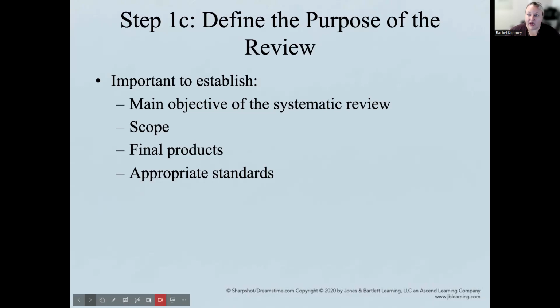So really, then you're going to make a final definition of the purpose. So what is the objective? What kind of scope, are we only looking at children? Are we talking about only weight and BMI? Are we talking about recurrent caries? What are we looking for? And then what are the standards that we're setting for the studies that we're looking for?